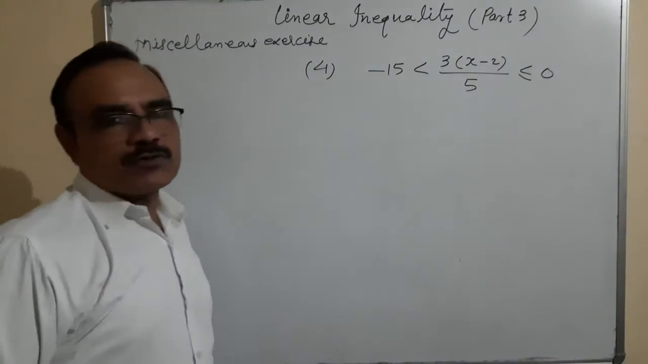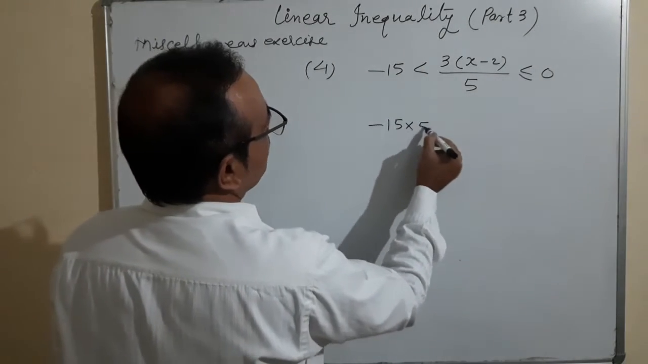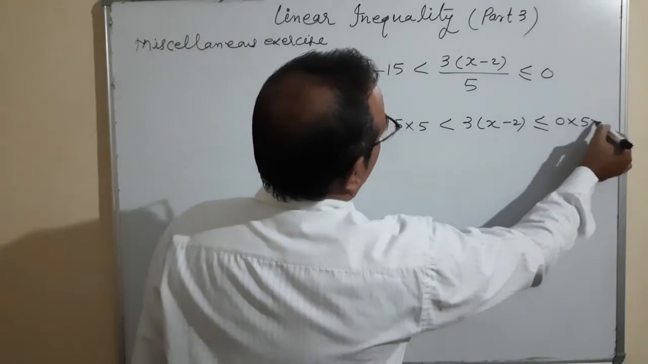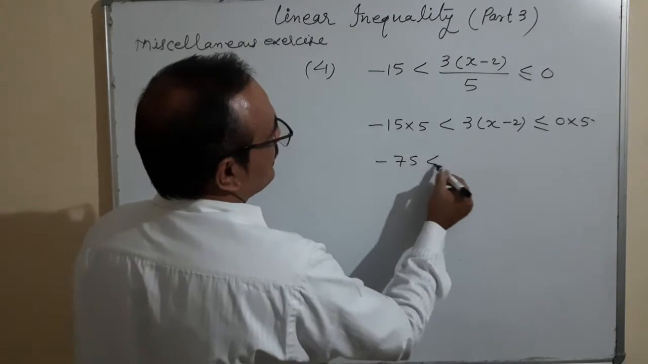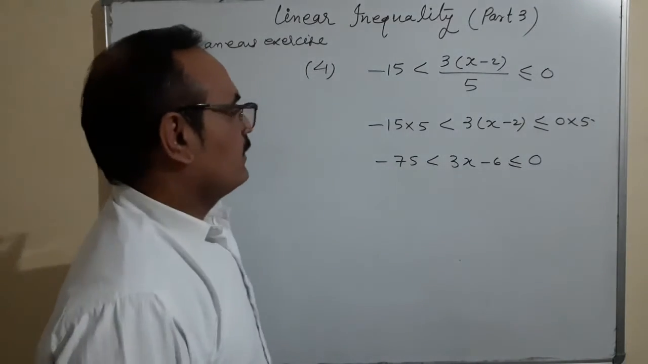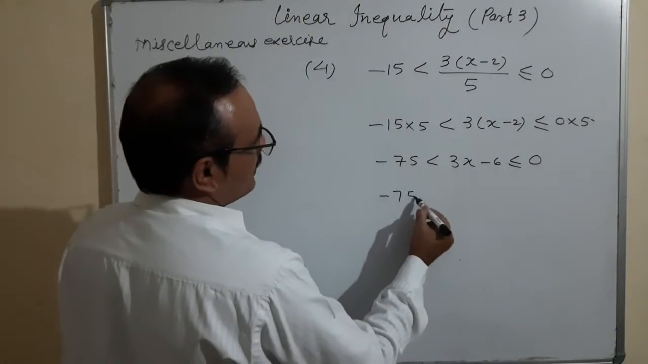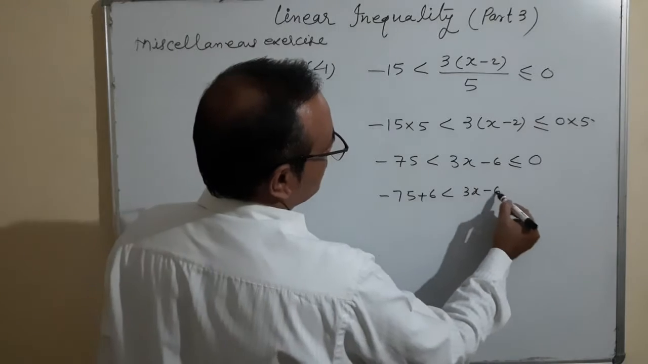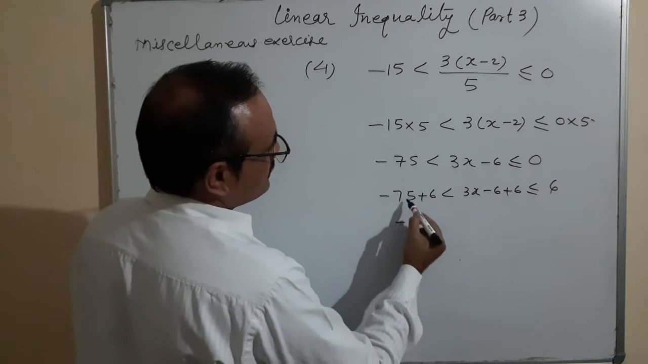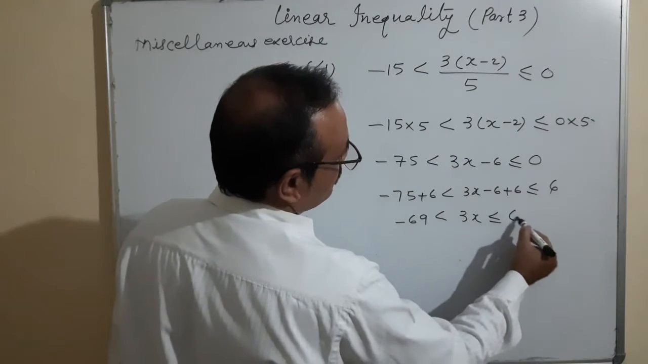Again we want to separate x. So we'll multiply it by 5. So minus 15 into 5 is less than 3x minus 2, less than or equal to 0 multiplied by 5. So minus 75 is less than 3x minus 6, less than or equal to 0. Minus 6 is here, so we are going to add 6 on all sides. Minus 75 plus 6 is minus 69, less than 3x, less than or equal to 6.